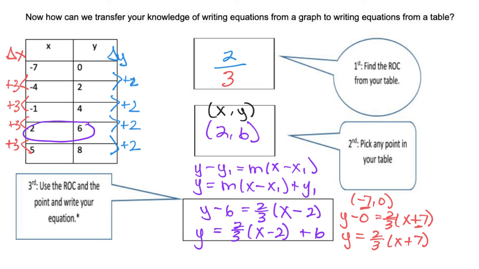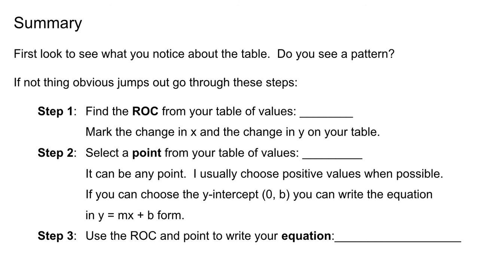So you could also see the equation looking like this. Your equation is correct if it accurately goes through all the points in the table. So you may have a different form than somebody else, and that's going to be okay as long as it is truly an equation for that table. A quick summary here. Look first to see what you noticed about the table. See if there's any patterns that jump out at you, because if you can see the relationship and write that as an equation that represents the points, you don't have to go through these steps. Most of the time, it may be more complicated and you want to go through these steps, but if you see a pattern right away, that's fine. So if nothing obvious jumps out, you're going to go through these steps.